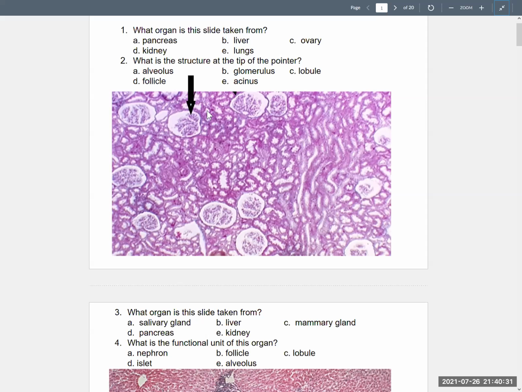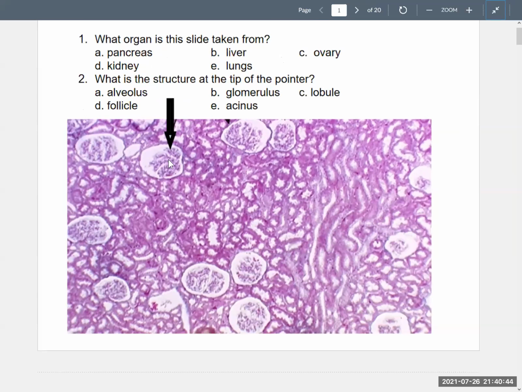What's the structure at the tip of the pointer? Now, you're not going to have to worry about this, but the tip of the pointer, I would immediately tell everybody that the tip of the pointer is touching this structure. That's where the tip is. Okay, it's not out here. So this is the glomerulus.